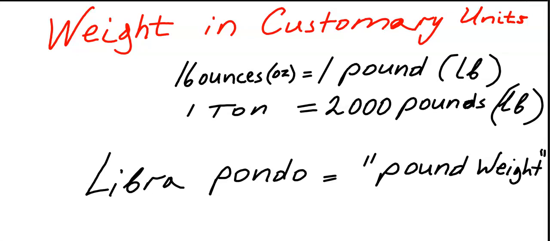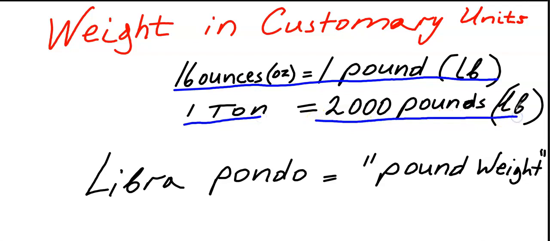Okay, this lesson is going to be about weight and customary systems. There are three things we're going to talk about: ounces, pounds, and tons. The first thing you need to memorize is that 1 pound is equal to 16 ounces, and 1 ton has 2,000 pounds in it. Now, pounds are abbreviated as LB.